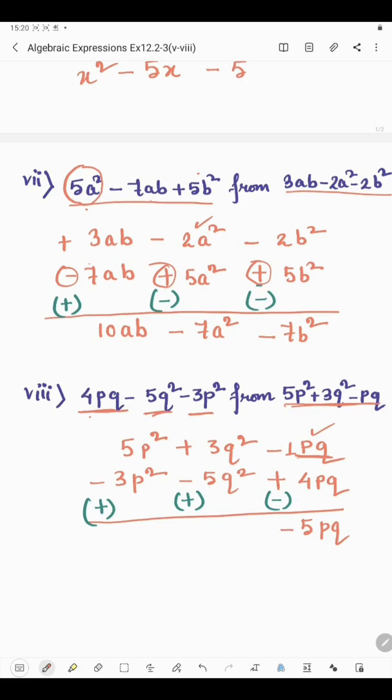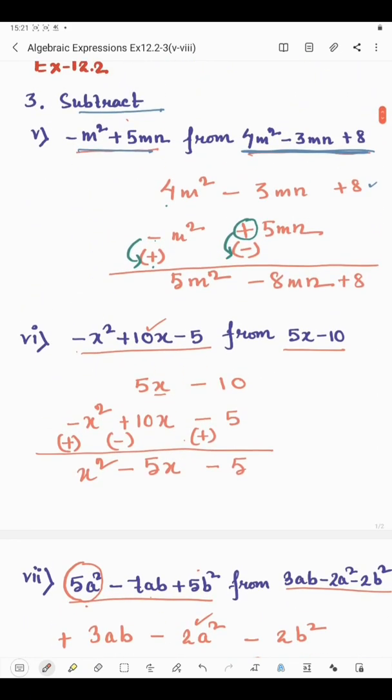Now here the sign of 3 is positive and the sign of 5 has become positive. So 5 plus 3 is 8q square, and since both terms have a plus sign, it will be plus 8q square. Now here in front of 5 no sign is given, so it's plus 5, and here plus 3. So 5 plus 3 is 8p square, and both terms are positive, so it will be plus 8p square, right? So the answer of the last part will be 8p square plus 8q square minus 5pq. So this way we will have to do the subtraction by the column method.